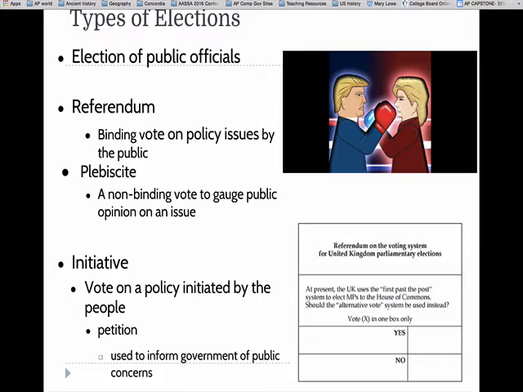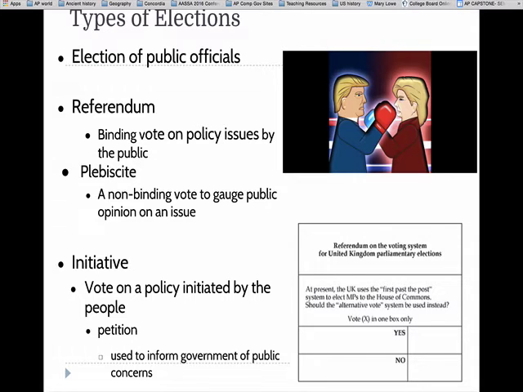Also, a review, we talked about plebiscite. A plebiscite election is similar to a referendum in which a single question is given to the public and they're allowed a yes or no vote. However, the difference is this is simply to inform legislation and the public officials about the opinions of the public, but it's not a binding vote or a binding law afterwards. It's simply there to inform the public officials of how the citizens feel.